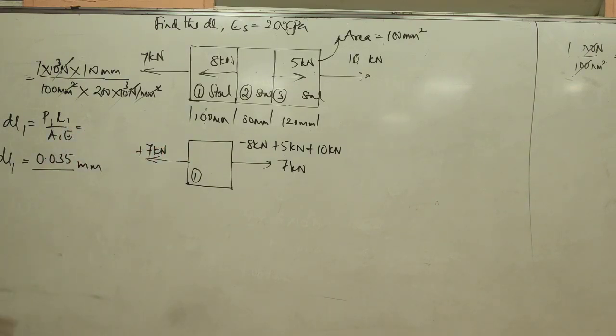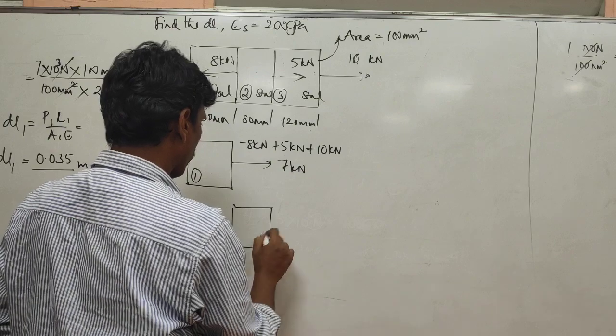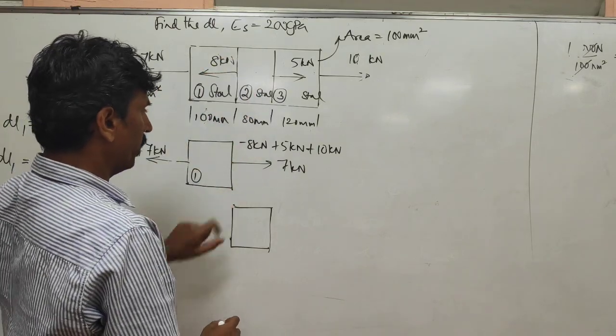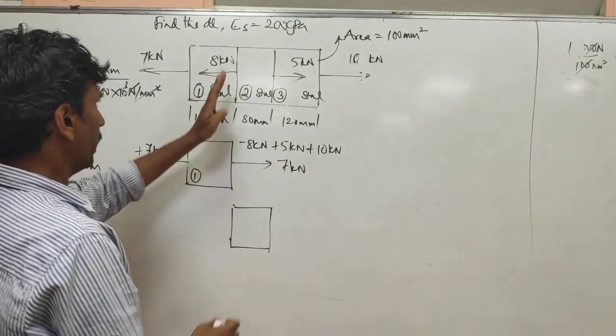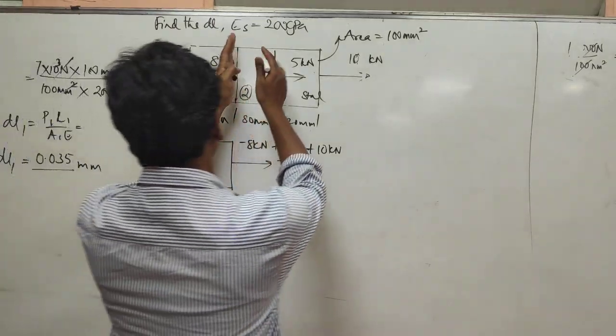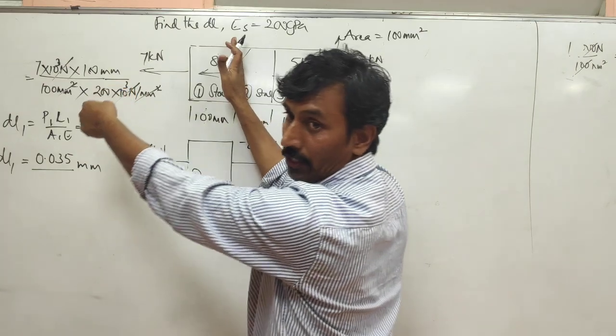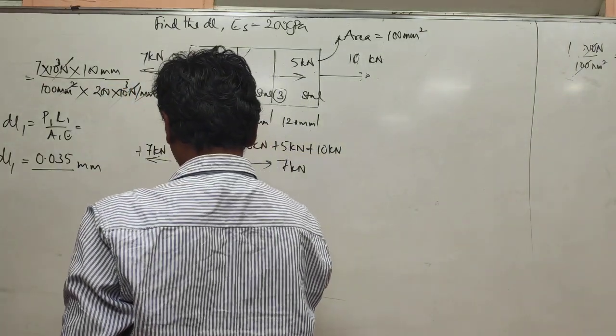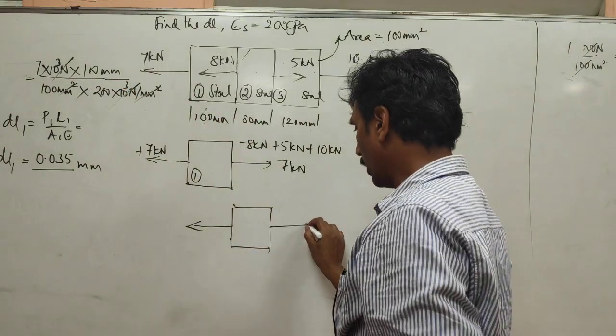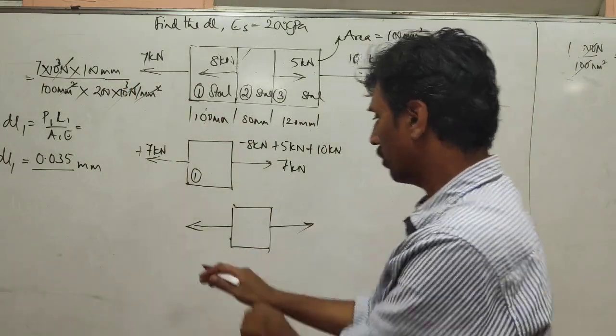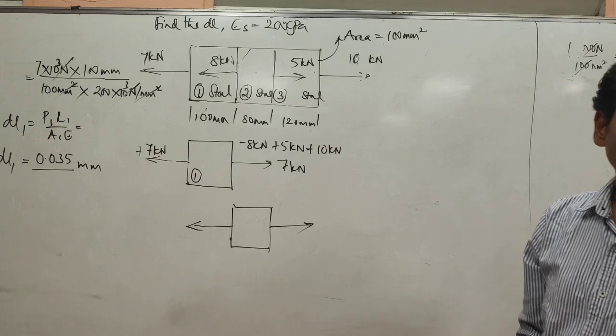That is dl1. Now, can you see section 2? I am drawing it here. Now what are the loads acting on section 2? If I consider section 2, what are the loads acting on the left hand side? 8 and 7. I will first draw an arrow like this. Even if it is compressive, I'll draw an arrow like this only.